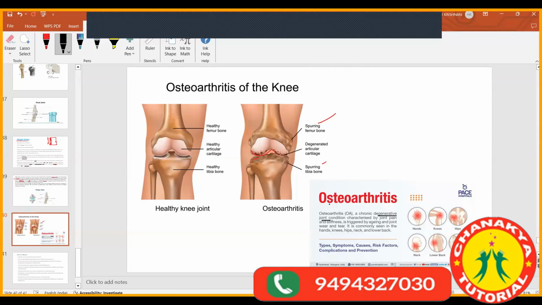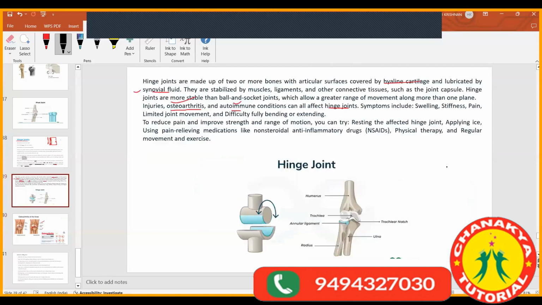This is basically seen in very old age people, or people who naturally have this problem of osteoarthritis. For them, age doesn't matter, but their arthritis will be like this. They'll have degenerative joint conditions. So you will have pain. As we discussed, there will be swelling and stiffness, everything. And autoimmune is something I told you about.